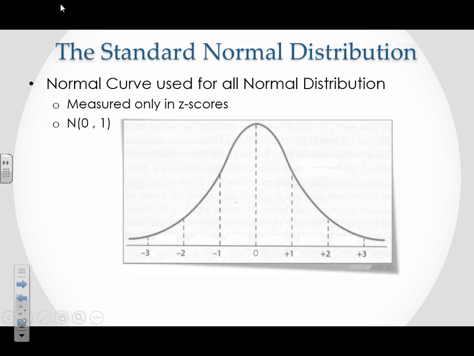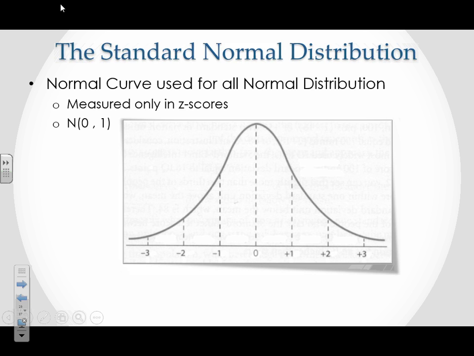So label your x-axis every time. Just make little tick marks at 0, 1, 2, and 3 above, and 1, 2, and 3 below. It's going to make it a lot easier to determine where you want to make your cutoff when you draw your picture and shade your area.